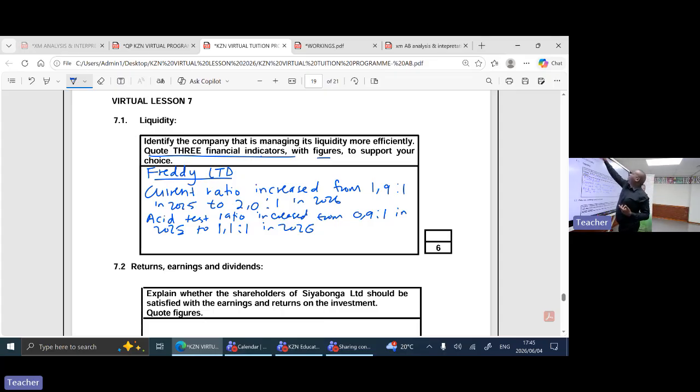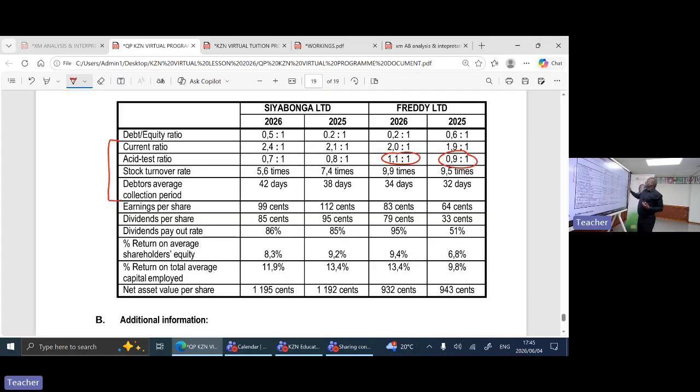So you move on to any indicators you pick here. It is going to be stock turnover rate. I wouldn't choose debtors average collection period, which increased from 32 to 34 days. Truthfully, we are taking more days to collect from our debtors. So it's not safe to choose debtors collection period, even though it is better than that one of the other company. So I'm going to choose the stock turnover rate, which increased from 9,5 times to 9,9 times.